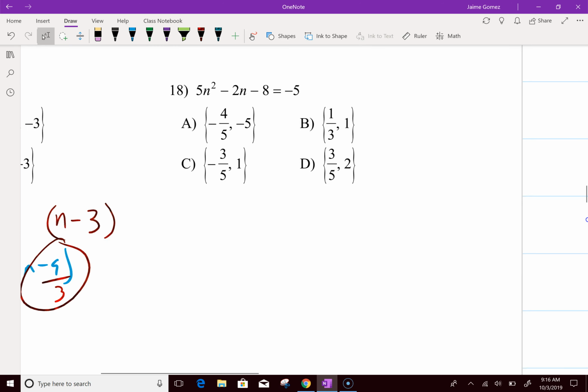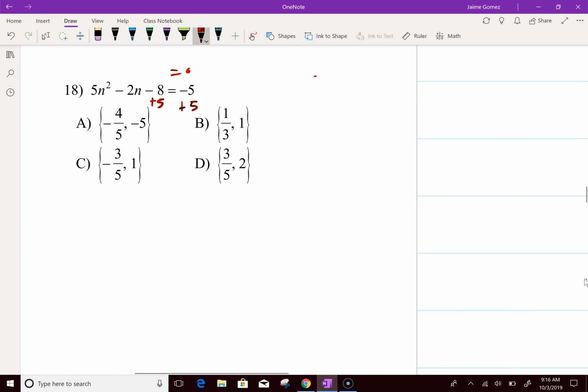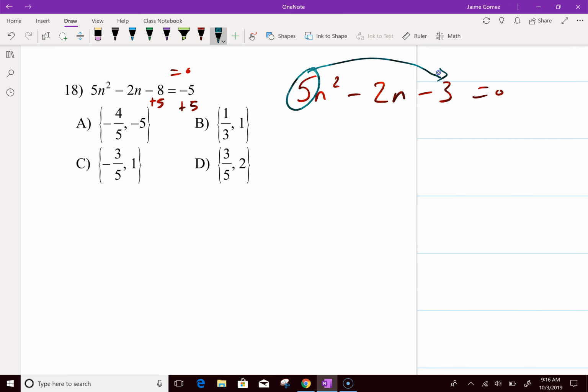Number 18, same thing. You want it to be equal 0. So then move this number by doing a plus 5. So then the equation is really 5n squared minus 2n minus 8 plus 5 is negative 3. Now it's equal 0. The 5 cannot be taken out. You can't divide the 2 by 5, so then you have to just multiply the 5 to the last number. So n squared minus 2n minus 15.